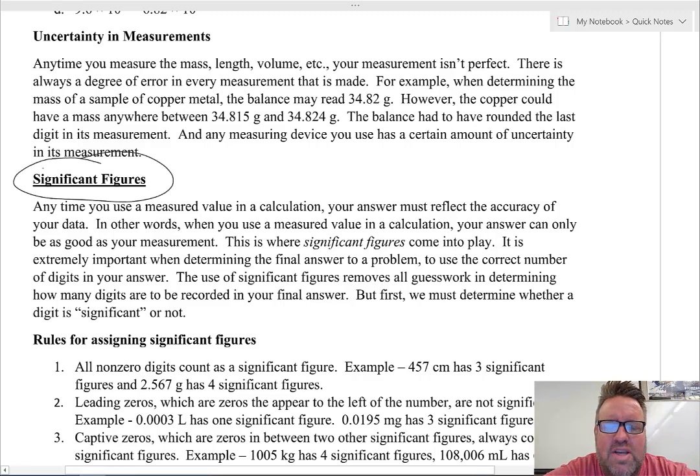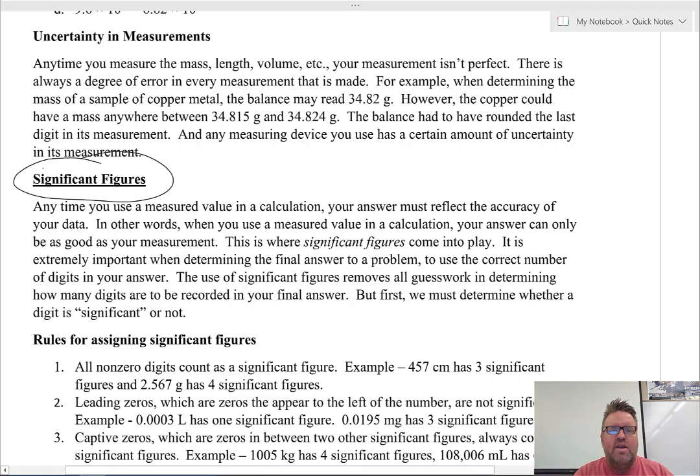Remember that when we learned about scientific notation, we said we're getting rid of those unnecessary zeros. That's really what we're going to be doing when we talk about significant figures: we're going to be talking about the zeros that are not significant. So anytime we do some type of calculation, we're going to have to figure out how many significant figures go into our answer.